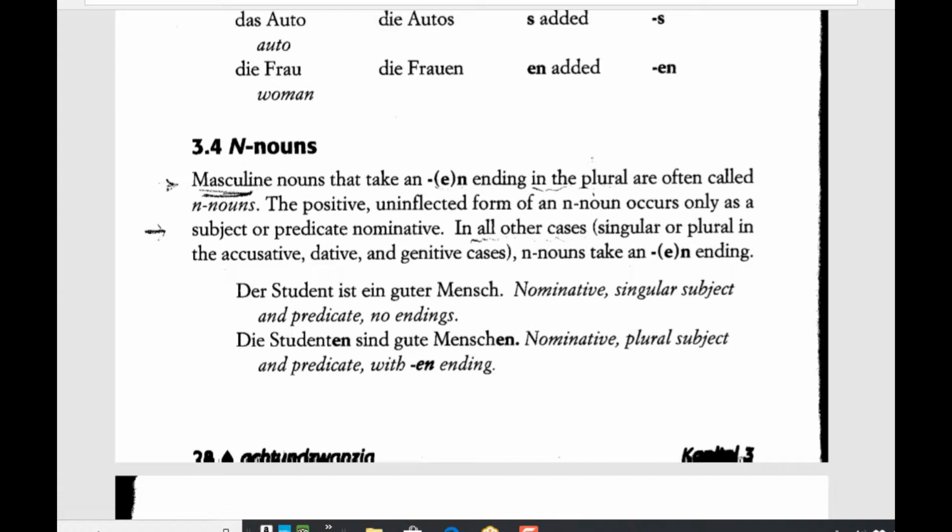Okay, now the next part introduced in this chapter are the so-called N nouns, and they present just a little bit of difficulty. They are masculine nouns, always masculine nouns only, that take an E or an EN ending in the plural formation. So this would be der Student ist ein guter Mensch, which simply is the student is a good human being. There's no ending here. But here, and this is also the plural, the students are good people, sind gute Menschen. This is just the plural formation, no difference there.